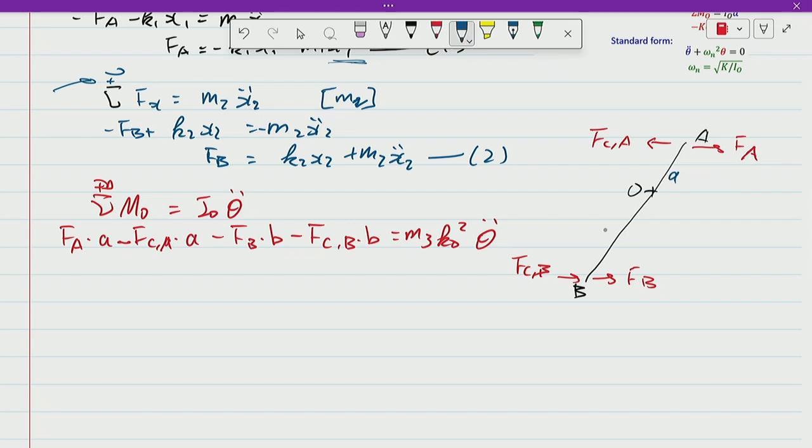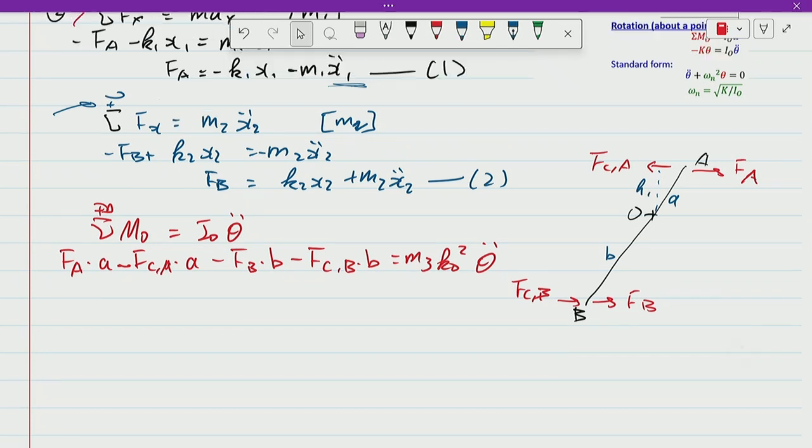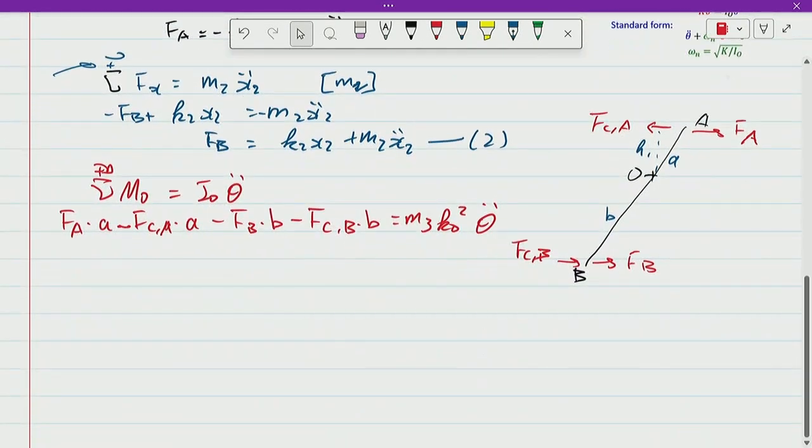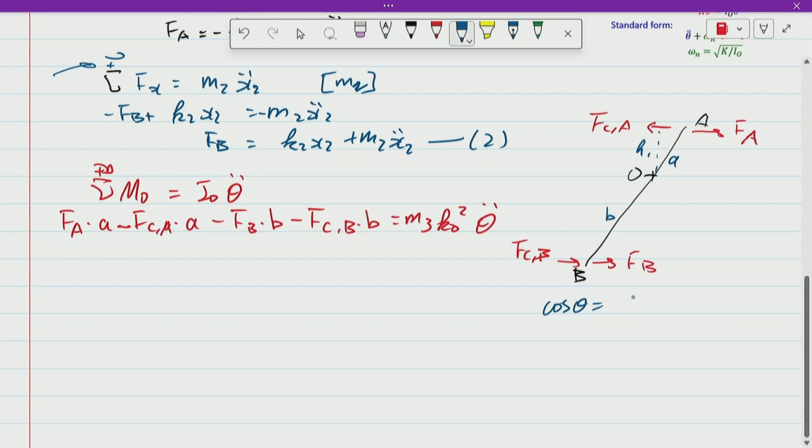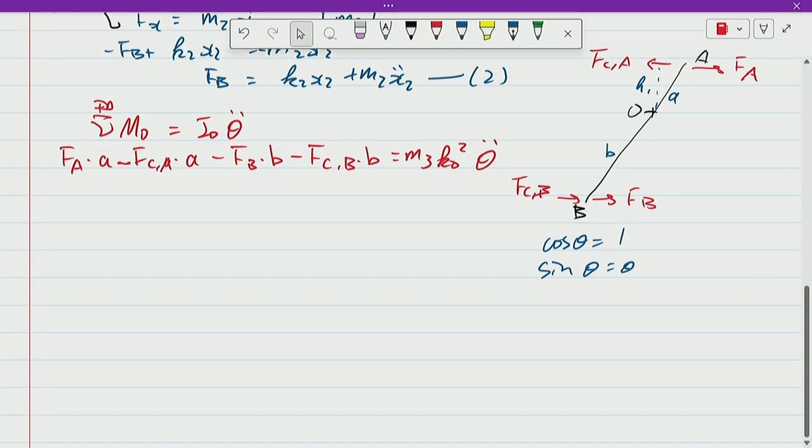Now technically, when you take the moment, you want to use a perpendicular displacement, right? So you're trying to use this one, H1 instead. But our favorite trigonometry simplification, where cosine theta is equal to 1 and sine theta equals theta, allows us to basically make some simplification.